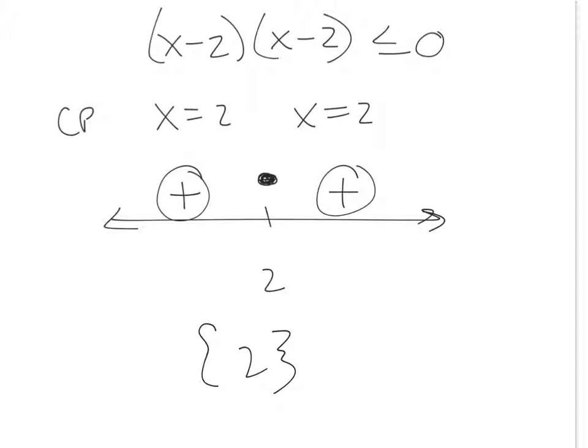Okay, the answer is literally just 2. Because the question was, what numbers make the polynomial less than or equal to 0? 2 makes it equal to 0. Okay, 2 makes it equal to 0. Very good. Well done.